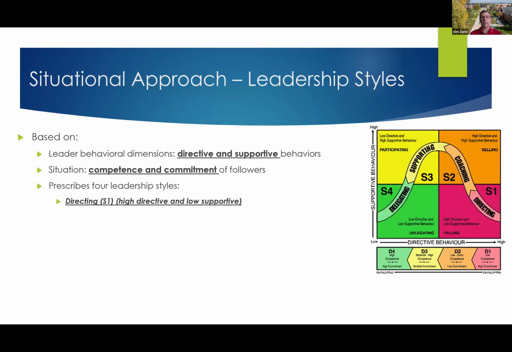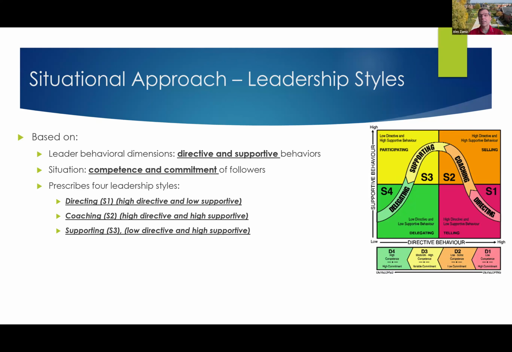The first one is directing style, S1 right here in this image. In this situation, a leader will engage in high directive and low supportive behavior. The S2 style, a leader will engage in high directive and high supportive behavior. And S3, a leader would engage in low directive but high supportive behavior. And S4 style, a leader will engage in low directive and low supportive behavior.